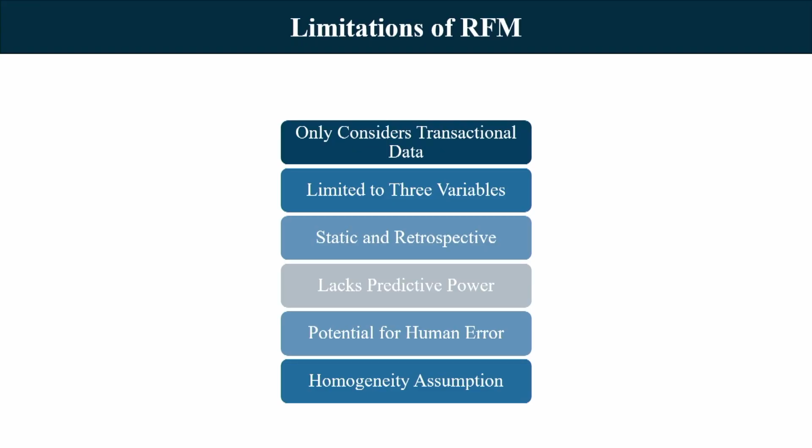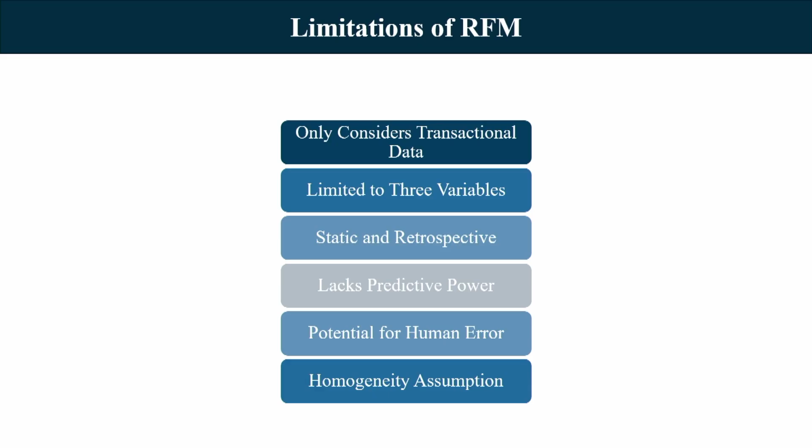Then it is limited to only 3 variables: recency, frequency and monetary value. There are multiple other variables, so it is sometimes too simplistic for complex business dynamics.